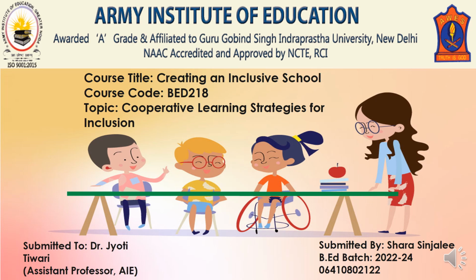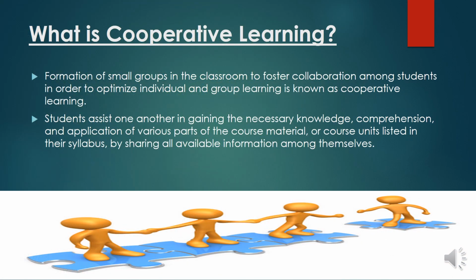So, what is learning? As you can see, the word cooperative means helping one another out while striving towards a same objective. And learning means the acquisition of knowledge or any skills. So here, cooperative learning means the formation of small groups in the classroom to foster collaboration among students in order to optimize individual and group learning.